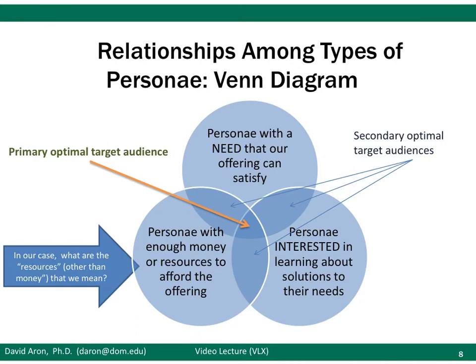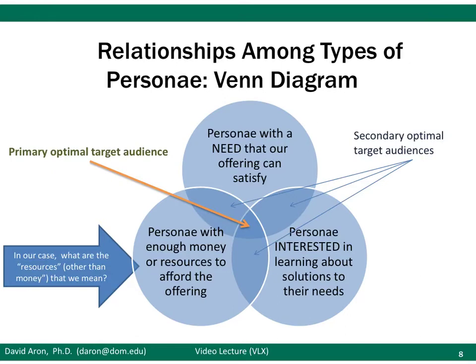When we put these three qualifications together, we get my favorite geometric shape, as you remember, the Venn diagram. This is not the Venn diagram of creating your value proposition. We've looked at that before. Instead, this Venn diagram takes those three categories that we saw in the previous slide: people that need our offering, people that can afford our offering, and people that are interested in our offering. And when you lay those three categories out in a Venn diagram, what you'll find is you get some overlaps.